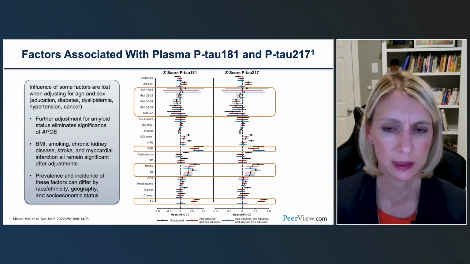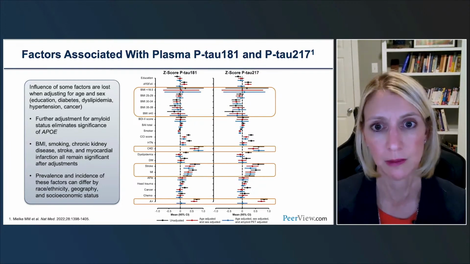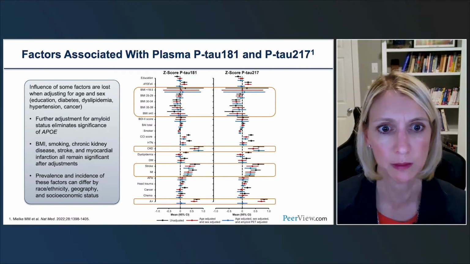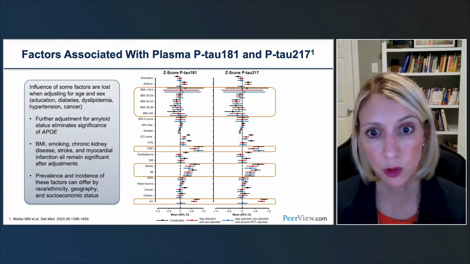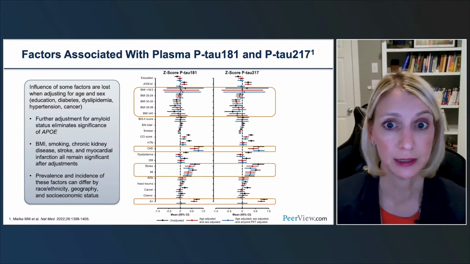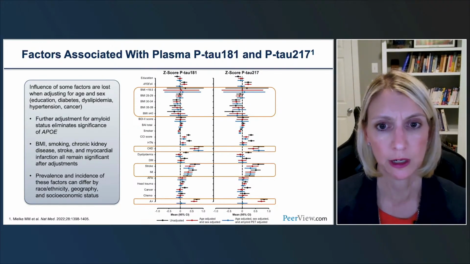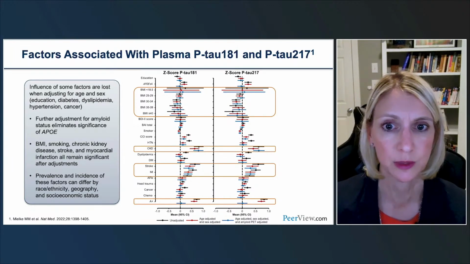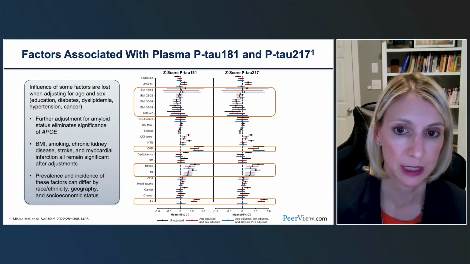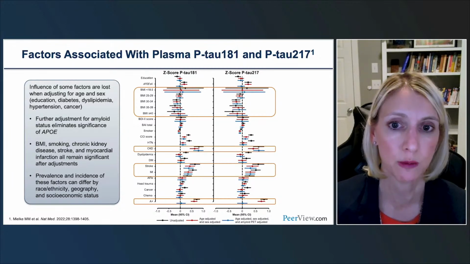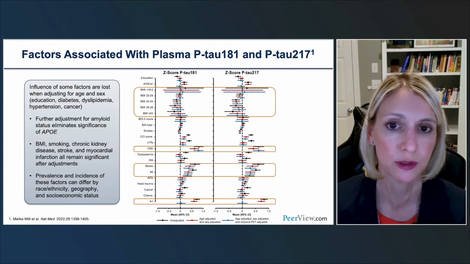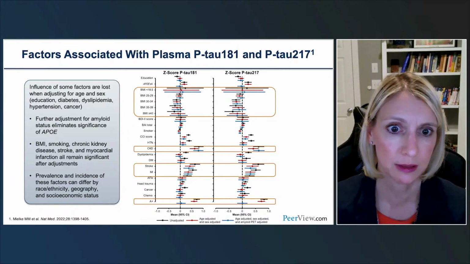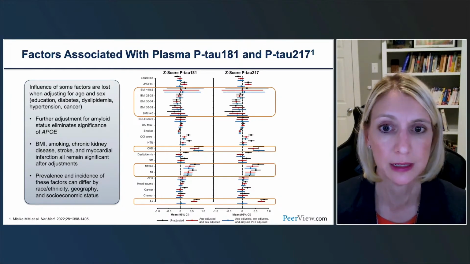And as I'll show you in the next couple slides, we also see the same things with some of the other blood markers. Why is this important? Well, from a perspective of individuals that are coming in with cognitive impairment, the vast majority, especially at the population level, will have additional comorbidities. And so it's going to be important to interpret these markers in light of those comorbidities.